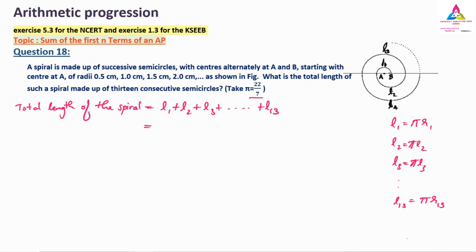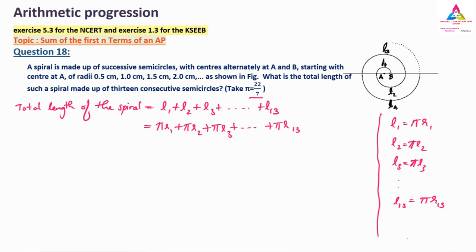I have already explained this previously, how we got this. If you have confusion, go back, watch that, understand it, and come back. So now we will substitute the L1, L2, L3 up to L13 values in this. So here the total is nothing but pi R1 plus pi R2 plus pi R3 plus so on up to pi R13. This is the most important thing we have to understand. Now you just have to glance over here.